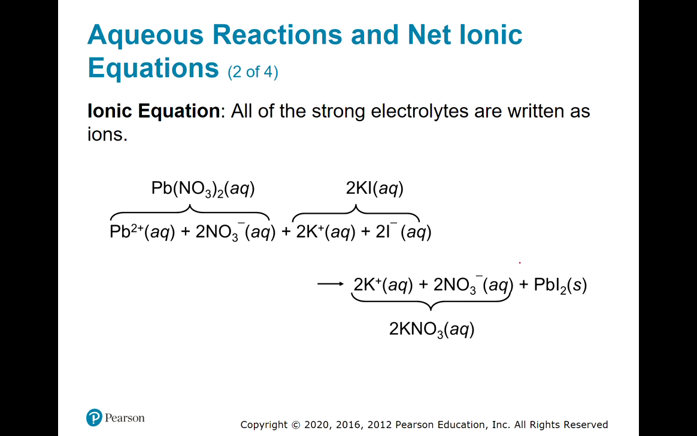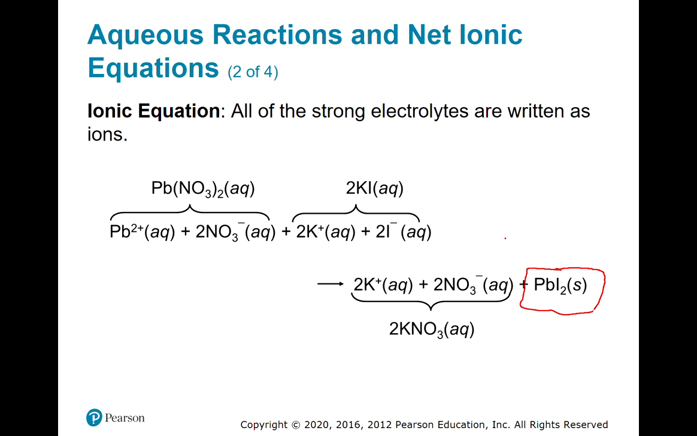And as we saw earlier, lead 2 iodide, while it's ionic, it's made up of lead ions and iodide ions, is not soluble because it forms a solid in this reaction. So that is not a strong electrolyte, again, because it's not capable of dissolving in the first place.